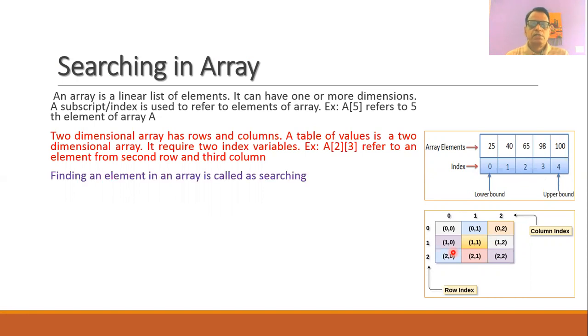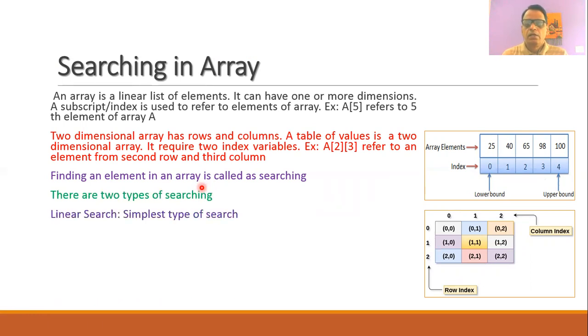Now, many times it is necessary for us to find whether an element is present in the array or not. So finding an element in the array is called searching. There are commonly two types of searching that are more frequently used. The first is called linear search. In the linear search, we compare the search element with each and every element of the array. This searching method is the simplest type of method.